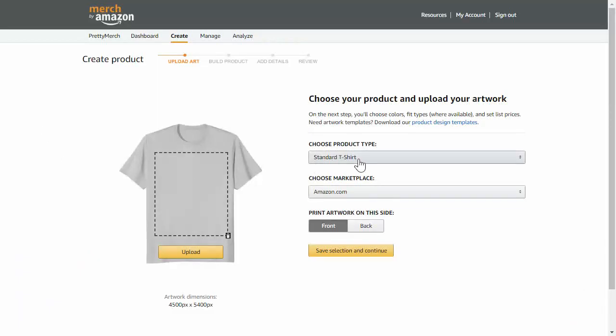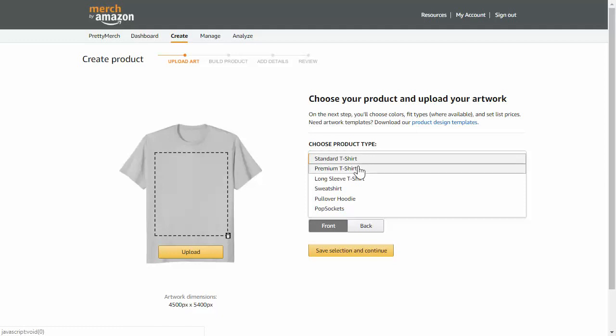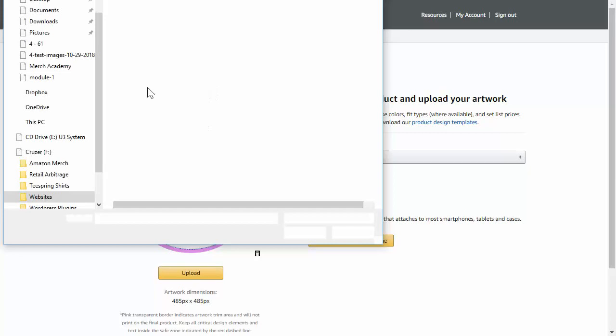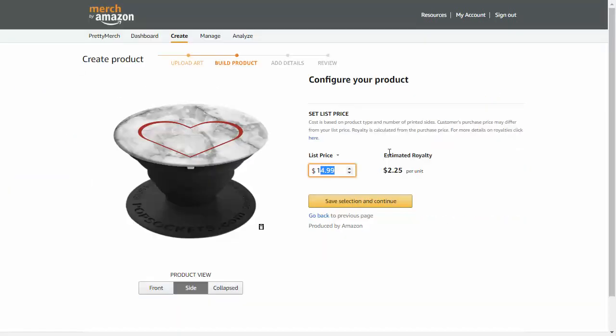I'm going to see. So we have standard t-shirt, premium t-shirt, long sleeve sweatshirt, pullover hoodie, and pop socket. The lowest priced product is either going to be the standard t-shirt or the pop socket. So I'm going to go in and see how much a pop socket would be, and I'm going to have to upload an image here. If you were to list it at $10.99, you would be negative 50 cents. So let's bump that up 50 cents, let's go to $11 right away. So $11.72 is the lowest you can price a pop socket design.